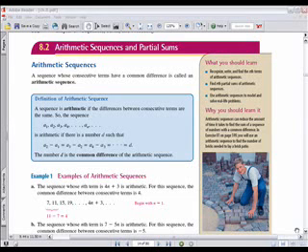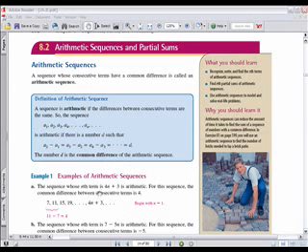This lecture is on arithmetic sequences and sums. Now, a sequence, as we saw before, is a list of terms. An arithmetic sequence in particular is one in which all the terms are separated by the same amount, which is the common difference. So if you subtract any two consecutive terms, you get the same number.